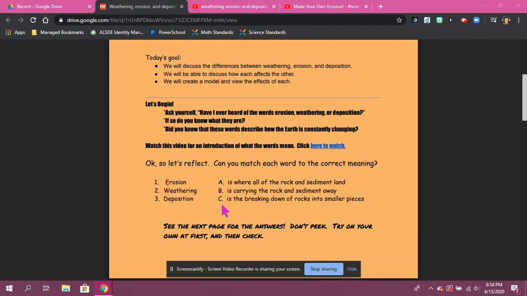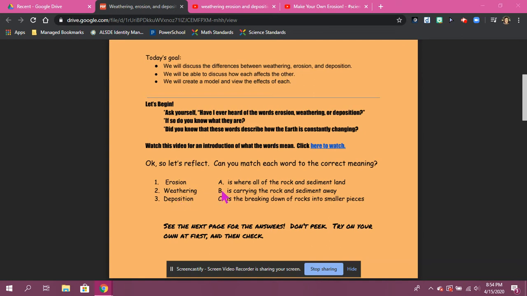Okay, so we're going to look at letter A. The definition is where all of the rock and sediment land. Which one of these words is where all the rock and sediment land? Is it erosion, weathering, or deposition? If you said deposition, you are correct. Deposition is where all of the rock and sediment land. Good job. So number three is A.